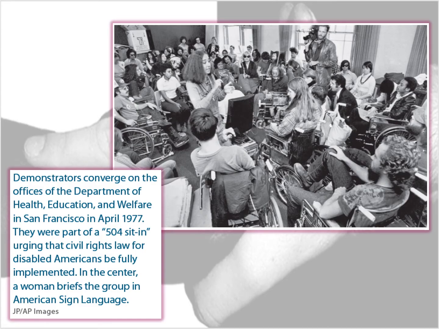Here you have an image of some demonstrators in the offices of the Department of Health, Education, and Welfare in San Francisco. This is in '77, part of what was called a 504 sit-in, calling for a civil rights law for disabled Americans to be fully implemented. And 504s are plans for people, especially in an educational setting, that ensure that if that individual has a disability, that disability does not get in the way of how their performance or their mastery of skills is assessed. Okay?